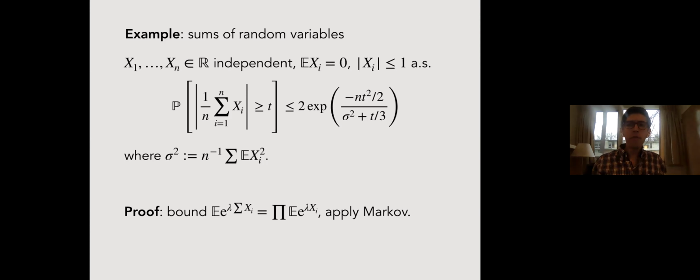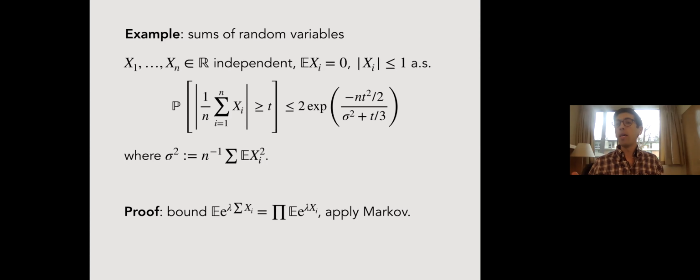And the proof, which is familiar to everyone here, probably uses Laplace's method. It just says, let's pass to the exponential scale and bound the moment generating function of this sum. And the key insight, which is really nothing more than an obvious identity, is that if the random variables X_i are independent, then the moment generating function of the sum is just the product of the moment generating functions of the individual summands.